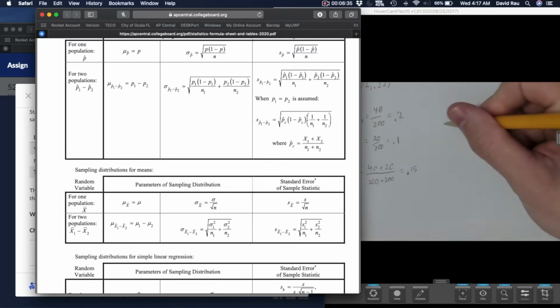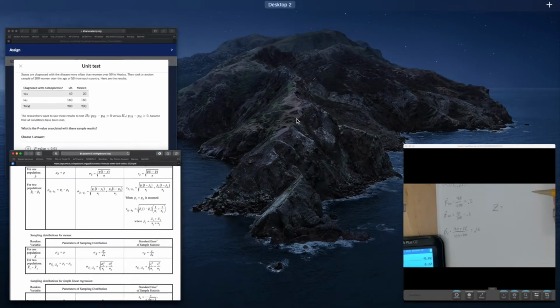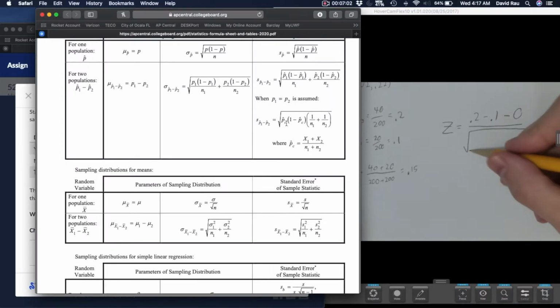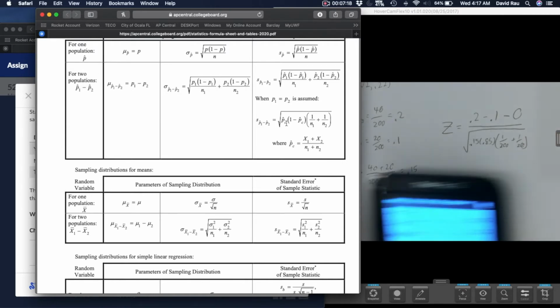So how do we calculate the z-value? We calculate the z-value by saying, let's go in the correct order. Okay, it's US minus Mexico. That's 0.2 minus 0.1 minus the suspected difference, 0. So we assume they're equal, whatever we get here is going to be compared to just getting 0, that they're the same. We're going to divide that by the standard deviation, and the standard deviation is based on this p hat of c here, so we have the 0.15 times 1 minus 0.15, which would be 0.85, times, be careful that you use parentheses here, 1 over 200 plus 1 over 200. 1 over the sample size of the first, 1 over the sample size of the second.